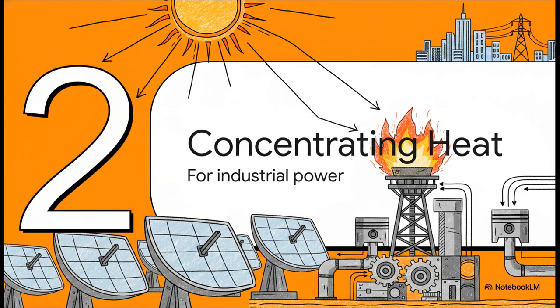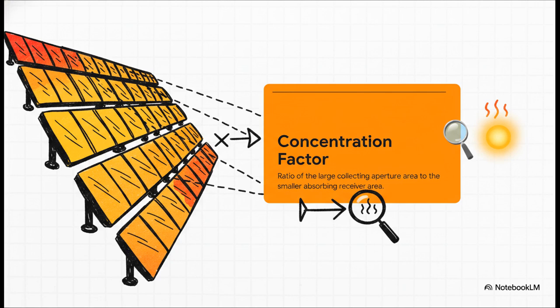Moving right along to Section 2, concentrating heat for power. This is where we scale up for industrial electricity. Now, a flat plate collector works perfectly if you just want a warm shower. But what if we need to, say, power a whole city? We need way higher temperatures to drive heavy industrial machinery. And to get those insane temperatures, we have to leverage something called the concentration factor. Because sunlight is so dilute, we basically have to act like a giant magnifying glass.